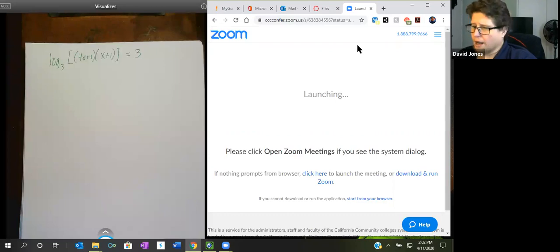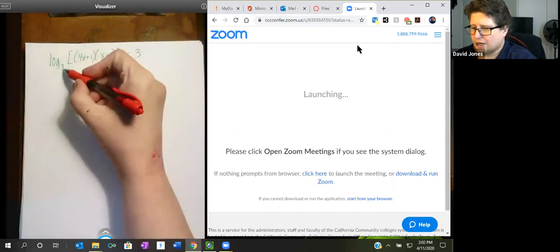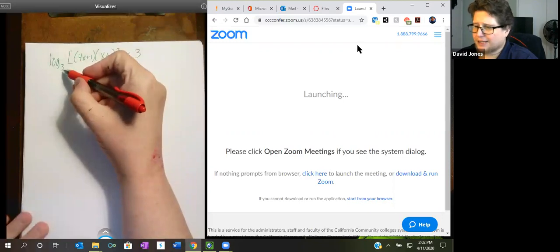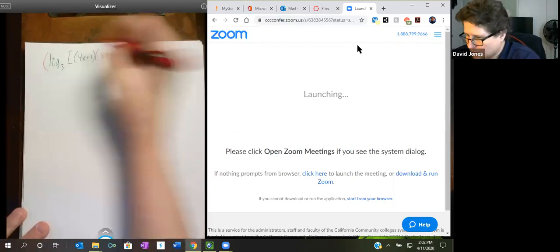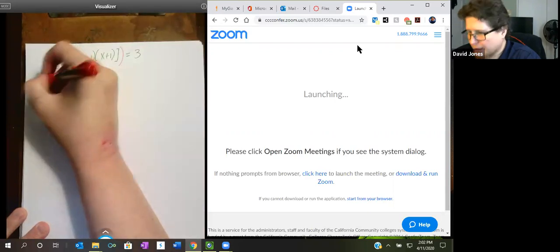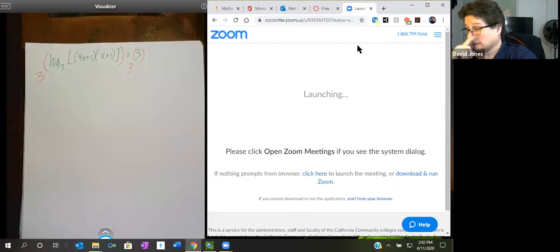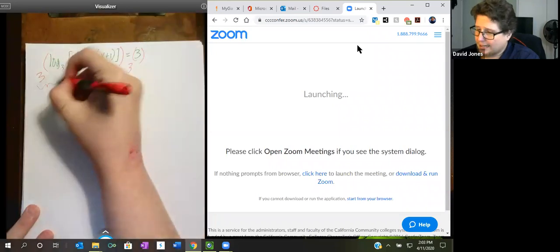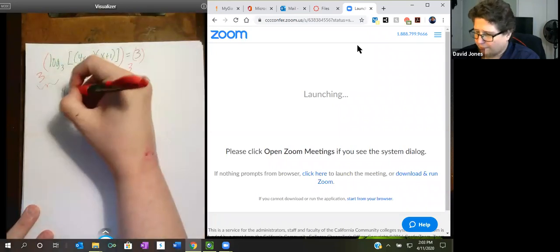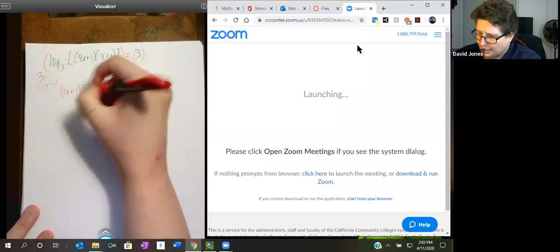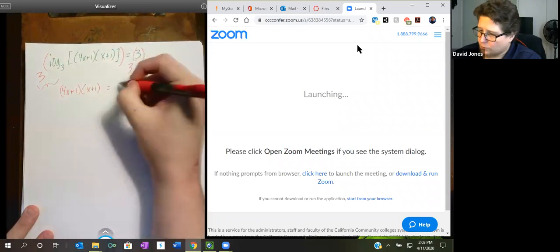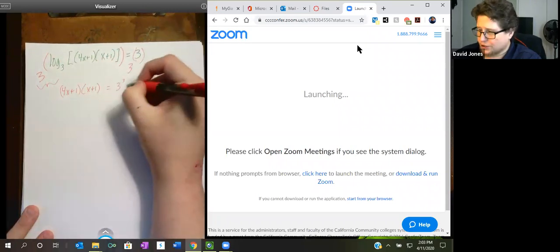We're going to use the base here to guide us in choosing a base for the exponent. I'm going to treat each side as an exponent for base 3. That's my lazy way of doing it without having to rewrite the line. The 3 and log base 3 cancel, and I get (4x plus 1) times (x plus 1) equals 3 cubed, which is 27.